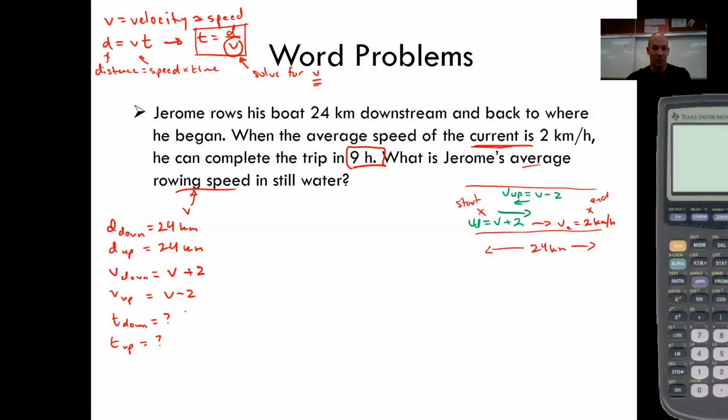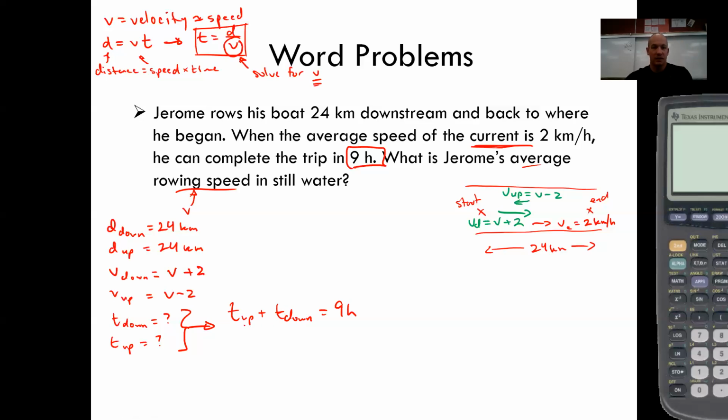What we can do, though, and this is the big crux of the whole thing, is we can say that in total, we know for sure the time it takes to go up plus the time it takes to go down. We know that takes 9 hours for sure. Okay, so we just know the total time. Now, where do we actually go from here?